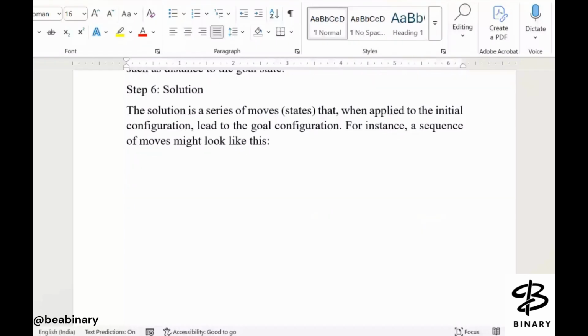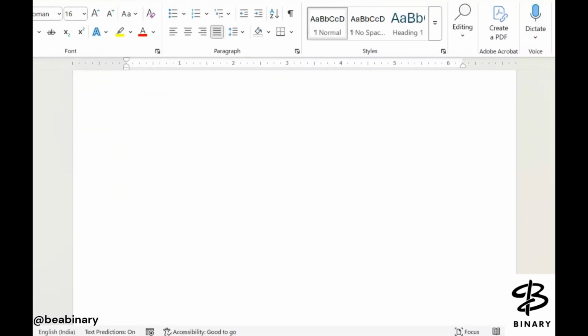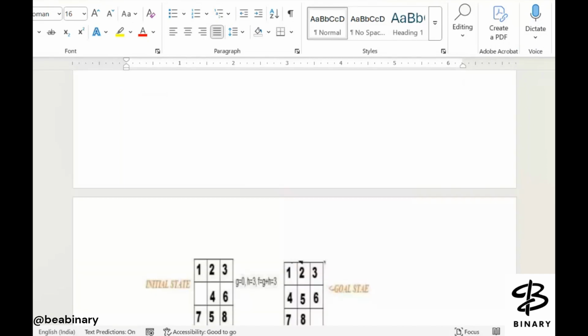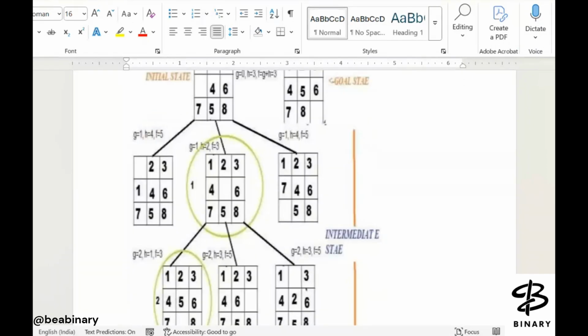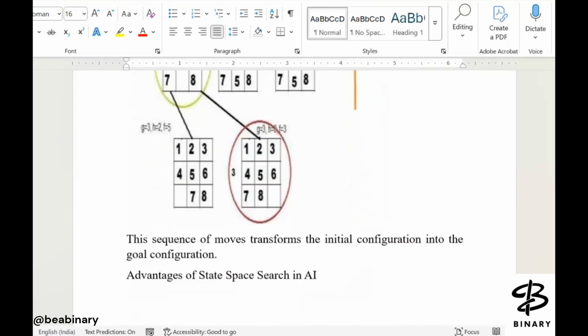So the goal or the solution is a series of moves here that, when applied to the initial configuration, lead to the goal configuration, a sequence of moves look like this here. So these are the sequence of moves, right? So here we have talked about the state space search.